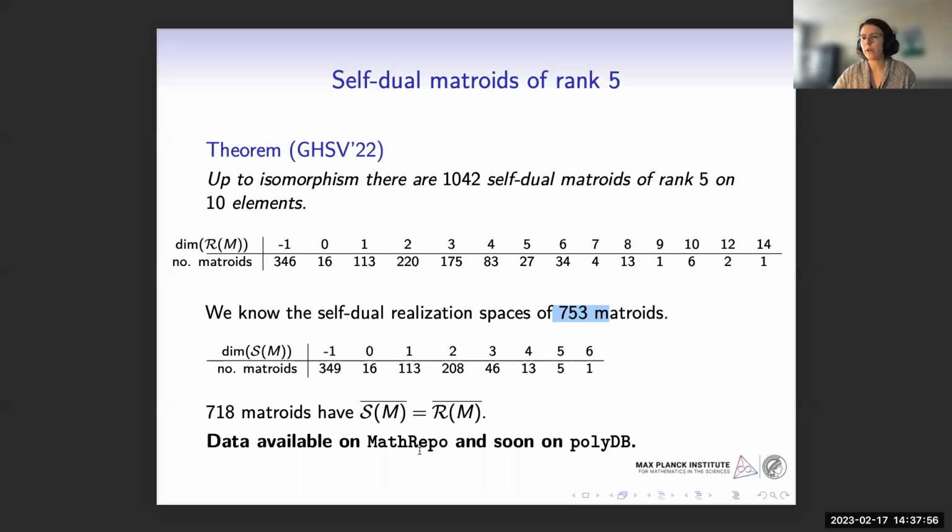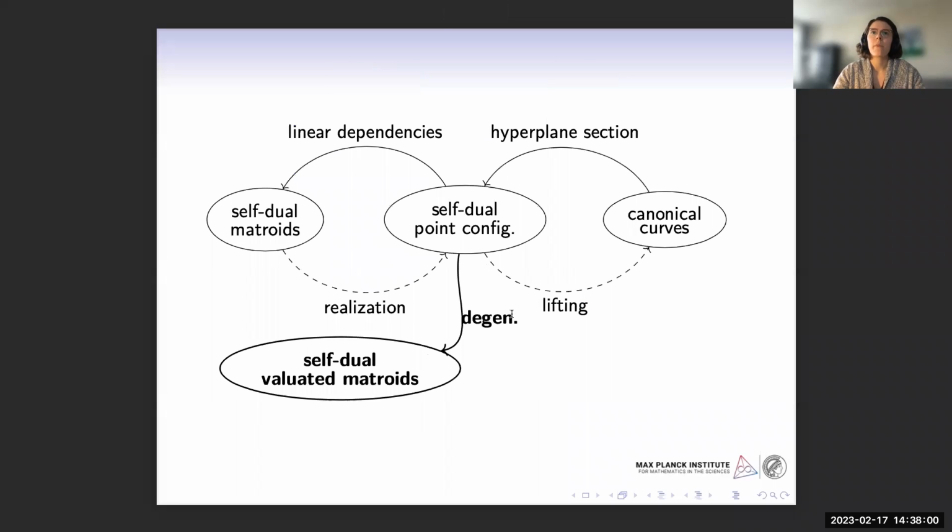I promised you a bit more tropical geometry. So let's see, we've understood a bit about self-dual matroids and their realizations in terms of self-dual point configurations. But now we want to look at what happens if these point configurations degenerate. Okay, and this is where self-dual valuated matroids will come in. But let's together look at an example.